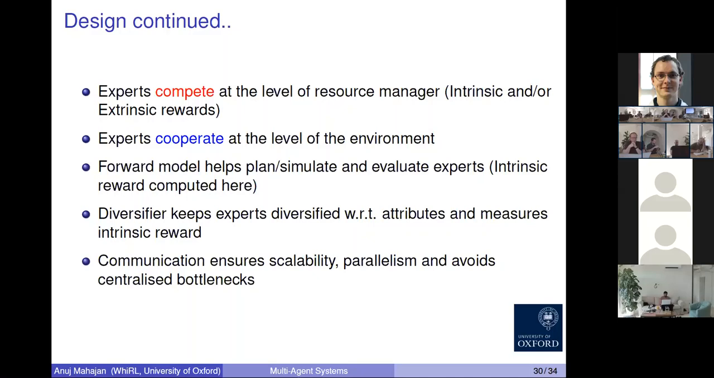A few more key points: the Ford model helps to plan, simulate and evaluate the experts. As I mentioned before, it also has options to inform the diversification and to give intrinsic rewards. The diversifier's role is to keep the agents as diverse as possible with respect to their attributes, and make them specialized to certain tasks or a pool of tasks. And finally, communication, which we discussed before as essential for a multi-agent system. Its role is to ensure scalability and parallelism, and it avoids the centralized bottlenecks we typically see in a single agent system.